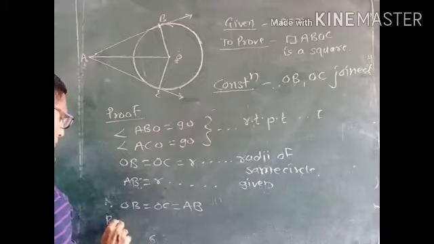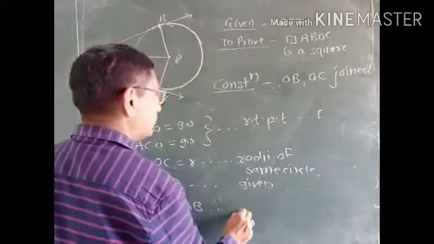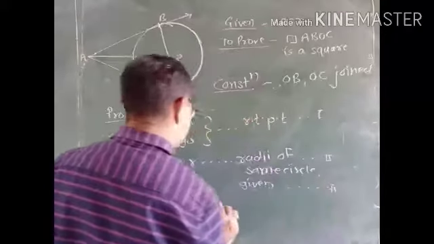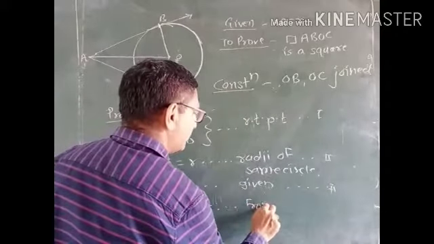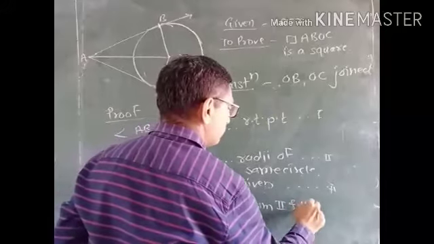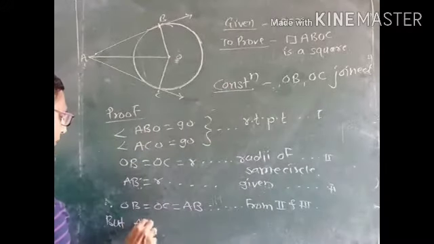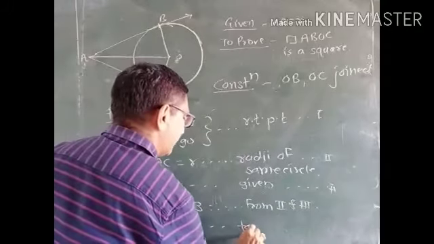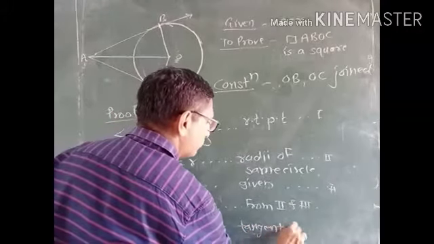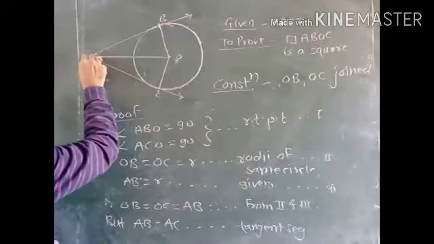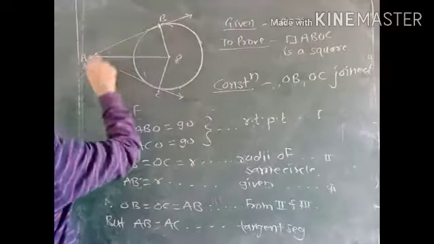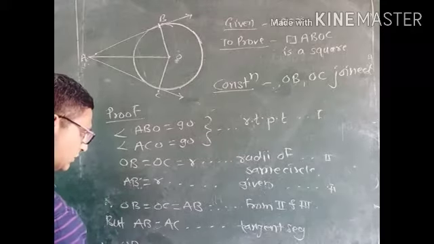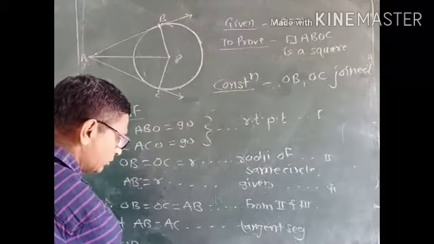This is from 2 and 3. But AB is equal to AC, tangent segments. If tangent segments are drawn from an external point, then AB and AC are congruent. Therefore, OB is equal to OC is equal to AB is equal to AC.